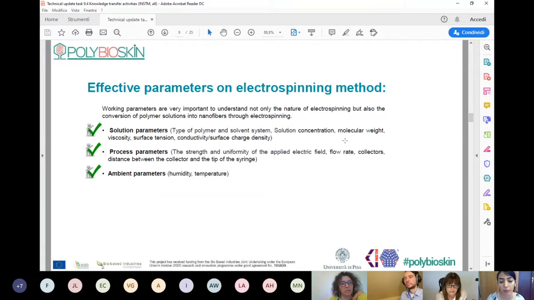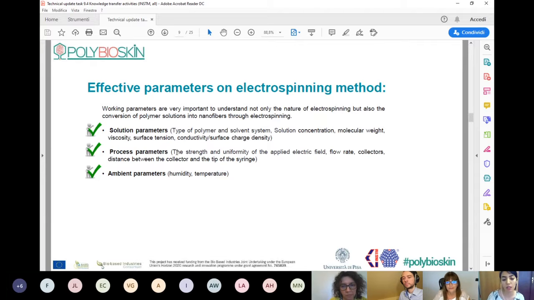Here you can see the parameters that are very important and have an important effect on the final properties of the fibers. We can categorize them into 3 different groups. Solution parameters like the type of polymer and solvent system, because in this method we have to use conductive solvents. So for each specific polymer we have to choose the specific solvent. Solution concentration, molecular weight, viscosity, and also conductivity and surface charge density are the important solution parameters.